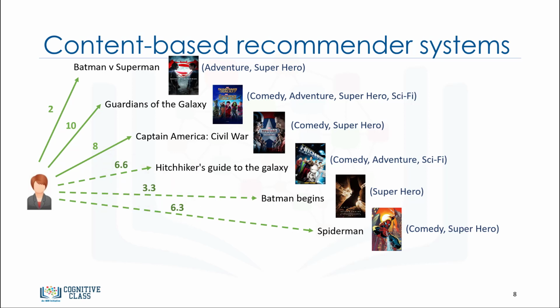So, to recap what we've discussed so far, the recommendation in a content-based system is based on users' taste and the content or feature set items. Such a model is very efficient. However, in some cases, it doesn't work.